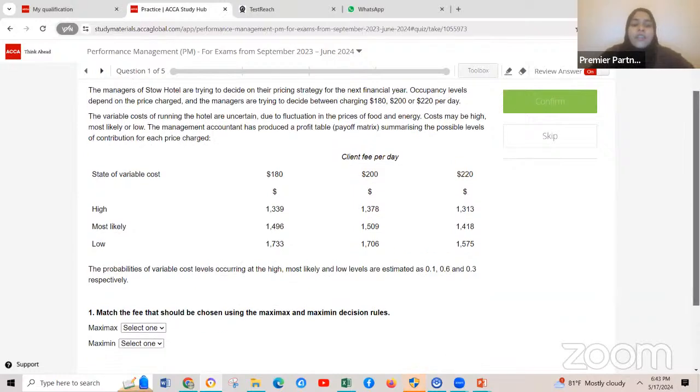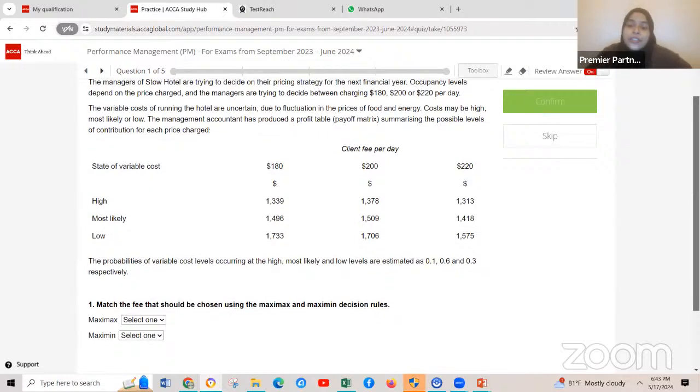The probabilities of variable costs occurring at high, most likely, and low levels are estimated to be 0.1, 0.6, and 0.3. Match the fee that should be chosen using a maximax and maximin decision rule. Let's do maximax first. The maximax person looks at the best possible outcome. When he charges 180, the best is 1733. When he charges 200, the best is 1706. When he charges 220, the best is 1575.